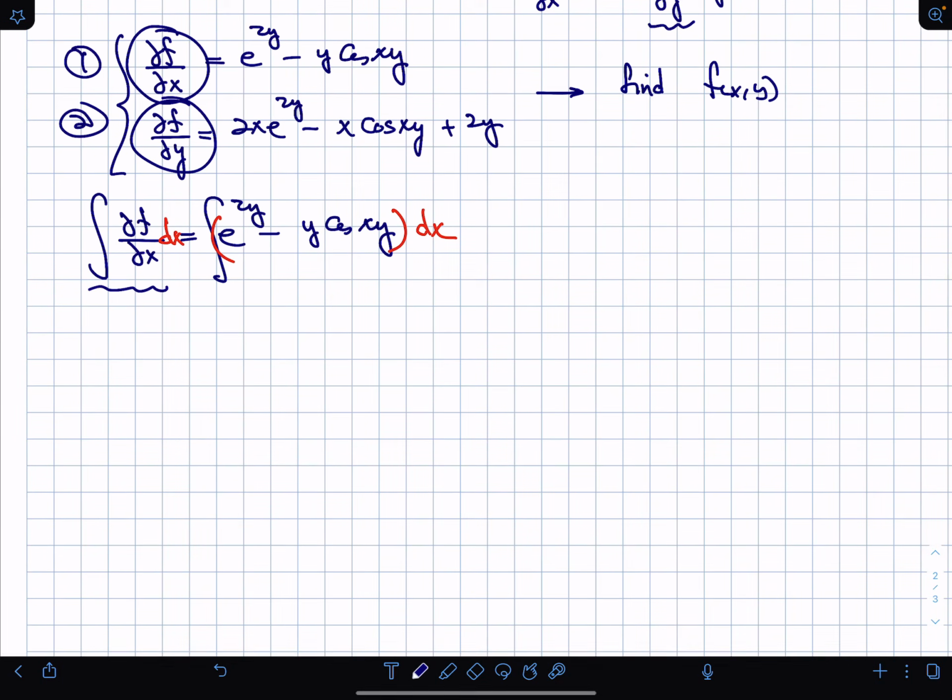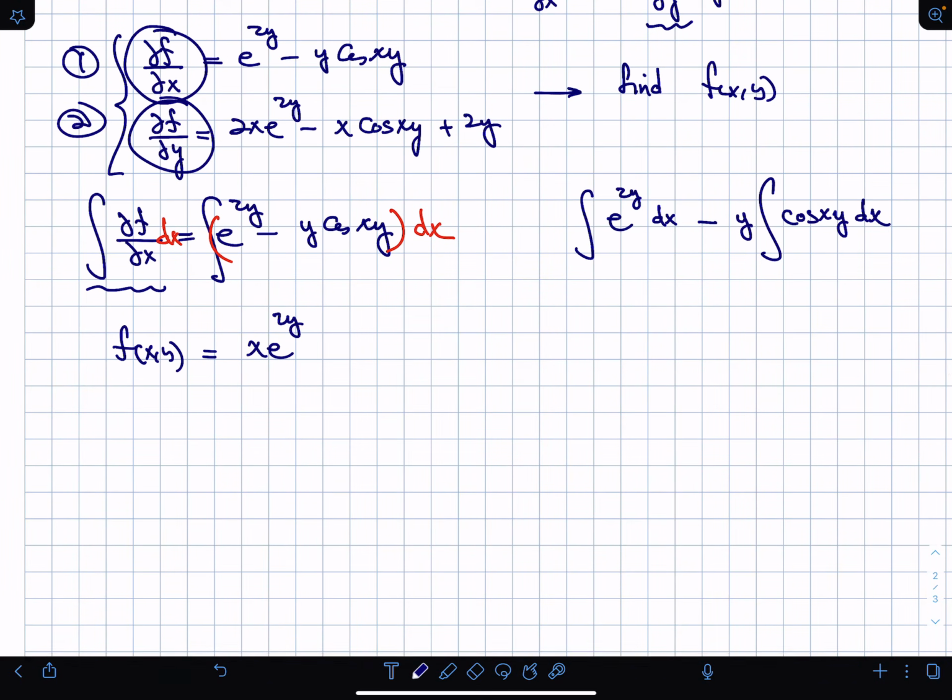The left hand side gives me what I'm looking for, and I need to integrate the right hand side. Now the integral of e to the 2y dx minus, y is a constant, I pull it out, the integral of cosine of xy dx. So it just breaks down into that. Now the integral of e to the 2y dx is just x e to the 2y. And the y is a constant, so it just sits there.